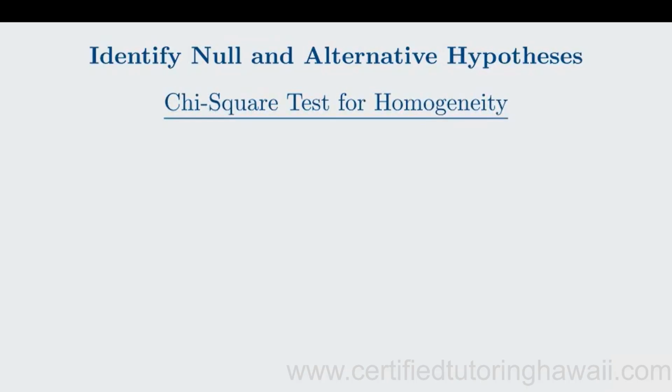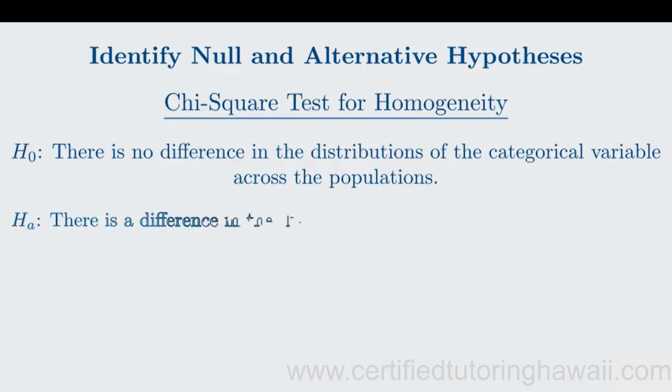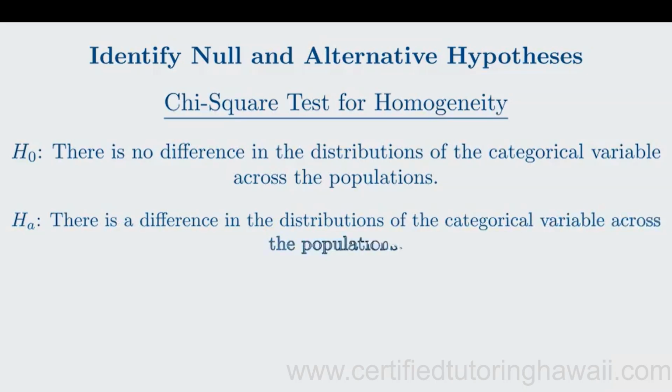Once you've identified which test is appropriate, the next step is to state your hypotheses. This is where we define what we are actually testing. Let's start with the chi-square test for homogeneity. Remember, this is used when we compare two or more populations. In plain English, the null hypothesis assumes that everything is the same, that the populations are homogeneous. The alternative hypothesis, HA, states that there is a difference in the distributions of the categorical variable across the populations.